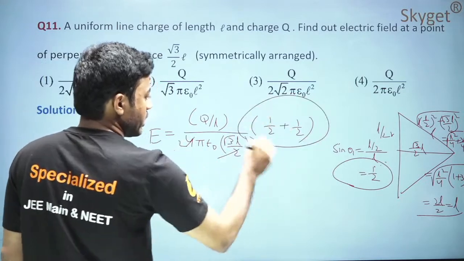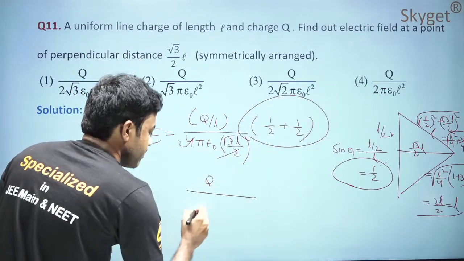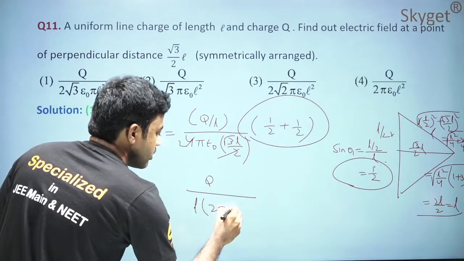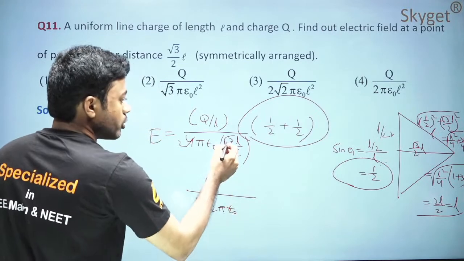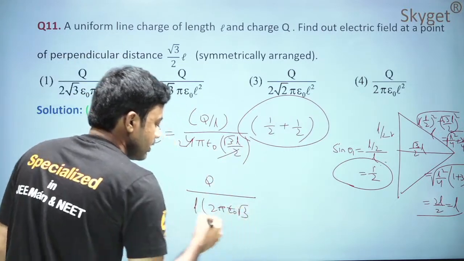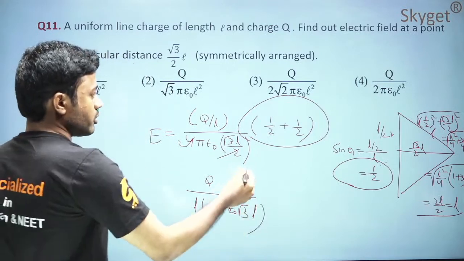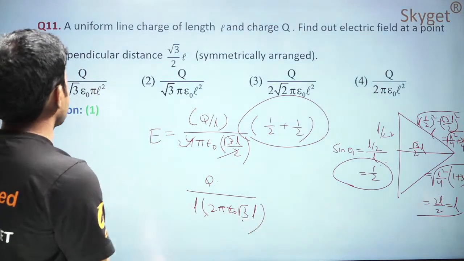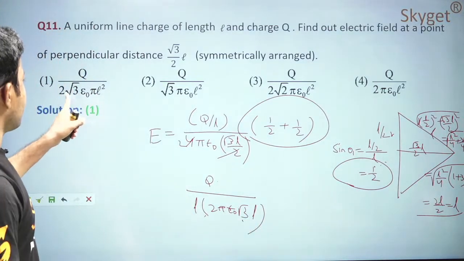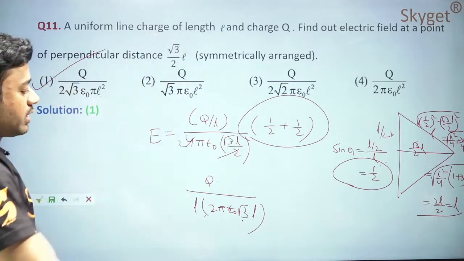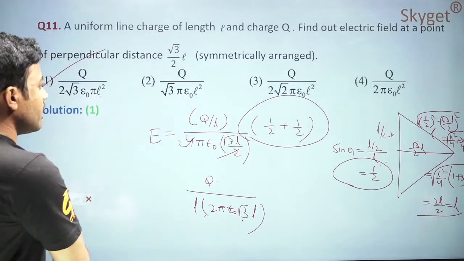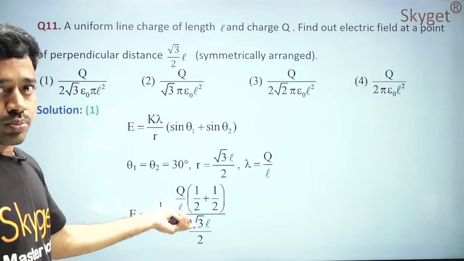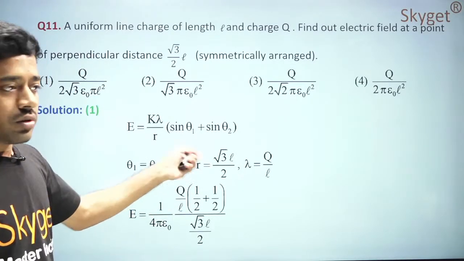So it is Q by L into 2 pi epsilon naught, root 3 L. So root 3 L into L, L square. So you can write it as Q by root 3 into 2 pi epsilon naught L square, that is Q by 2 root 3 pi epsilon naught L square, that is option 1 here. Okay, next you have problem number 12. This is the exact process we have followed just now.